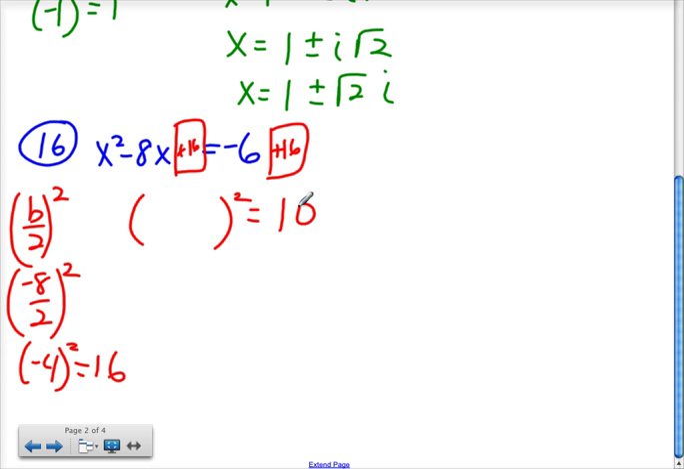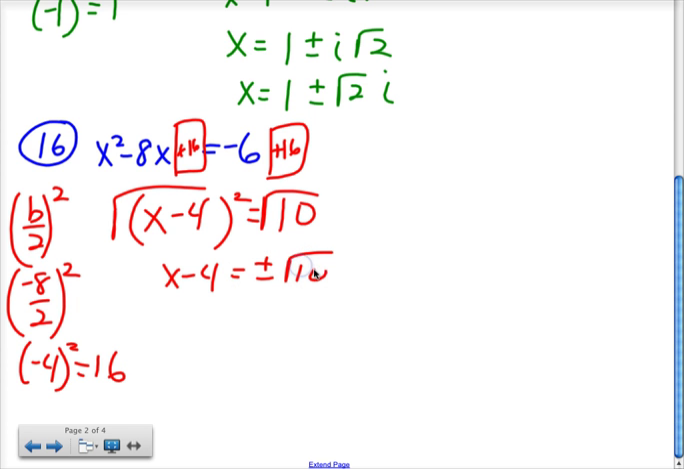And what I've just done is created a perfect square trinomial on the left-hand side. And that's going to be x and b over 2. So negative 8 divided by 2 gave us a value of negative 4. Then we'll go ahead and square root both sides. So positive and negative square root of 10, and then add 4 to both sides. So x equals 4 plus and minus the square root of 10. So 2 solutions for our quadratic there.